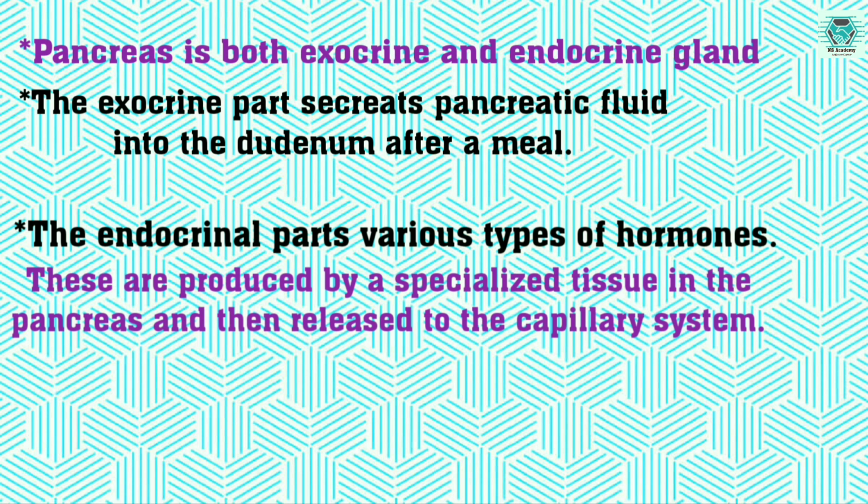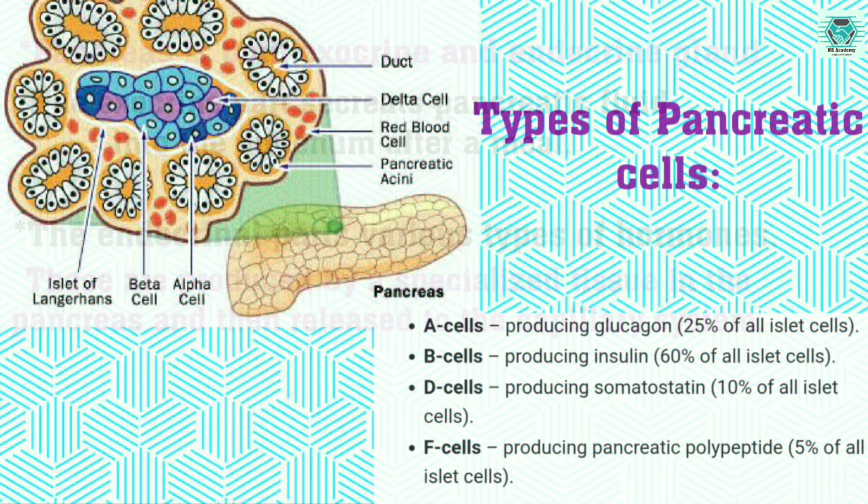So, what are the types of pancreatic cells which can produce different hormones? Number 1, A cells. They produce glucagon. Then B cells, which produce insulin, D cells, which produce somatostatin, and F cells, which produce pancreatic polypeptides.